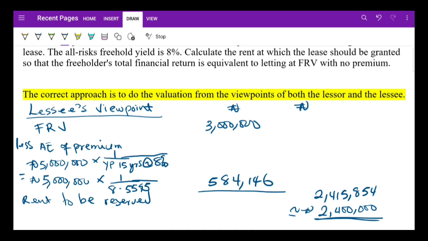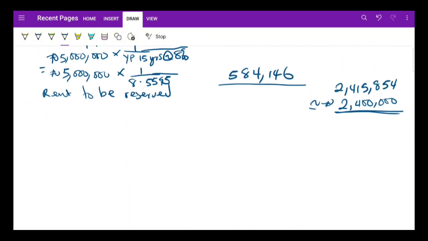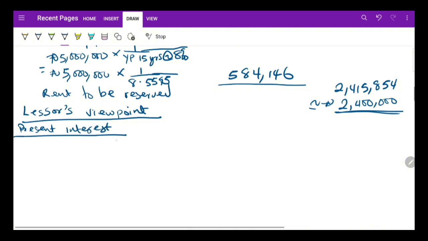But then let's look at it again from the point of view of the lessor, which is the landlord. So we say lessor's viewpoint. Okay, so when you're doing the lessor's viewpoint, you have to look at the present interest and then the proposed interest. You know, he now is the freeholder, so it's like you're doing the term and the reversion, right? So let's look at the present interest. So for the present interest, once again, we use the full rental value as our rent passing, okay, because the question has said he shouldn't be worse off.